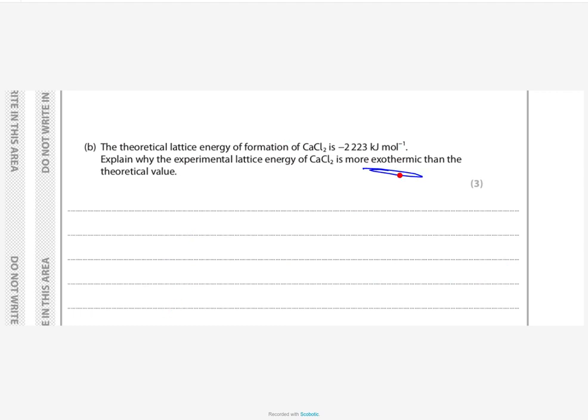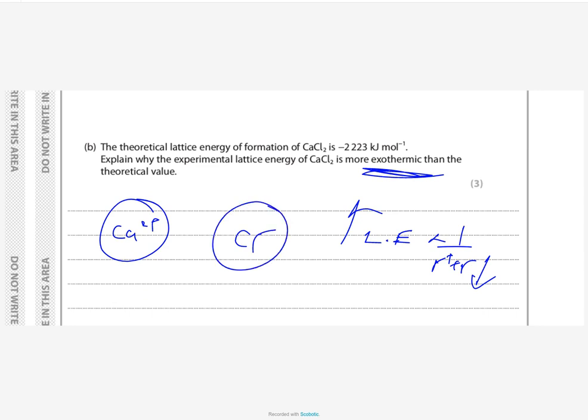More exothermic means you have to explain it this way. It has to be more. Lattice energy is inversely proportional to the sum of the ionic radii. More means r plus plus r minus should be less. So then it should be more ionic character. Polarization is less, right? So that is going to explain it. How do you know it's ionic or covalent? Because more exothermic means more ionic character rather than covalent.